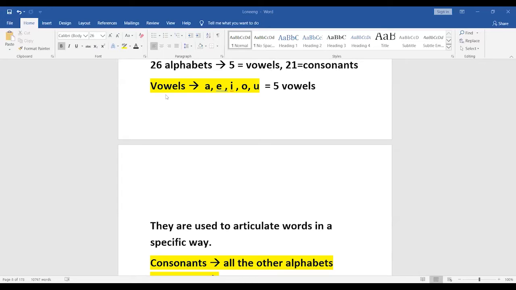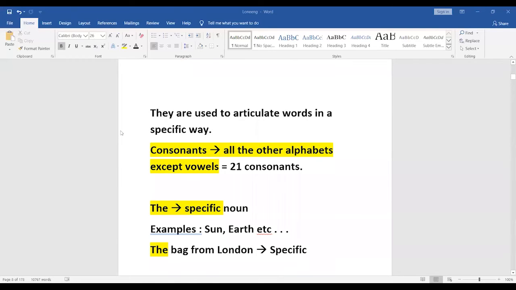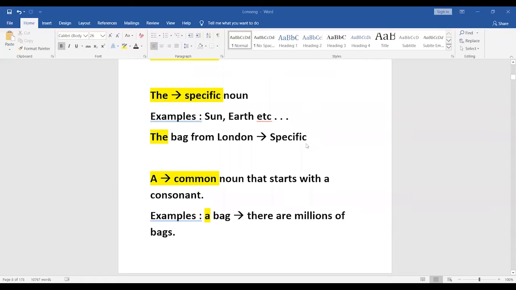Okay, so there are 5 vowels I told you, which is A, E, I, O, and U. So there are 5 vowels. And everything other than the vowels, they're all called what? Consonants. Very good. There are 21 consonants. So as I told you earlier, they help in articulating or pronouncing a word in a specific way. Now you know how many vowels are there, what are vowels, how many consonants are there. Let's go back to the topic of today, which is articles.